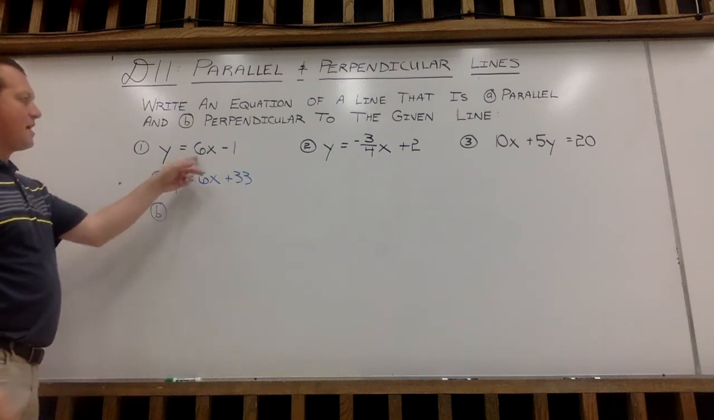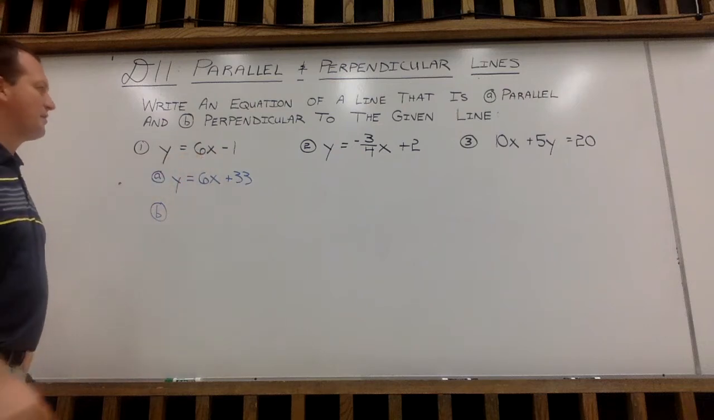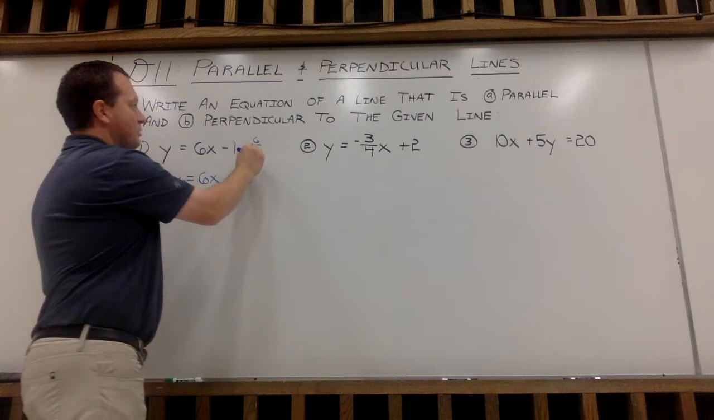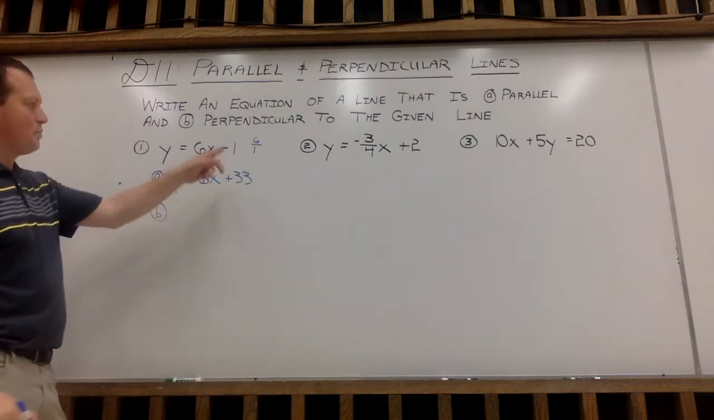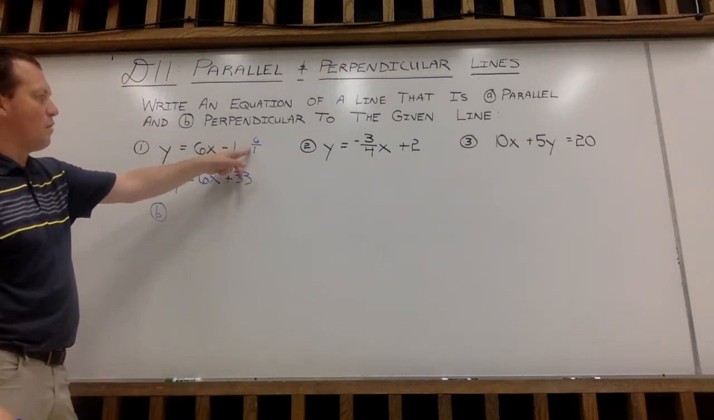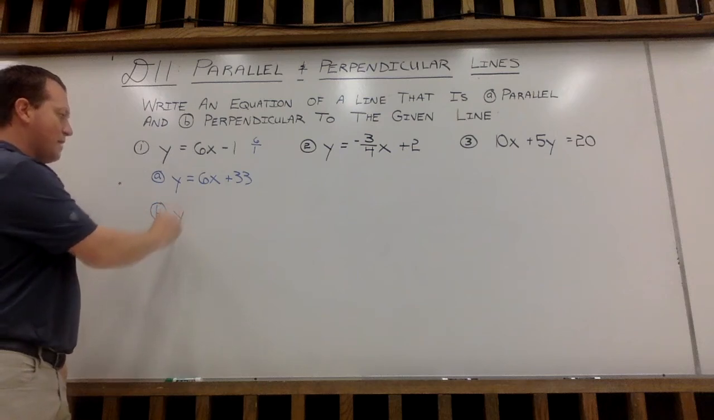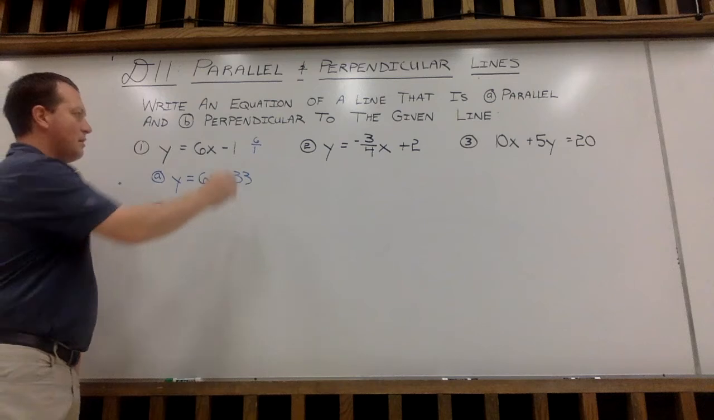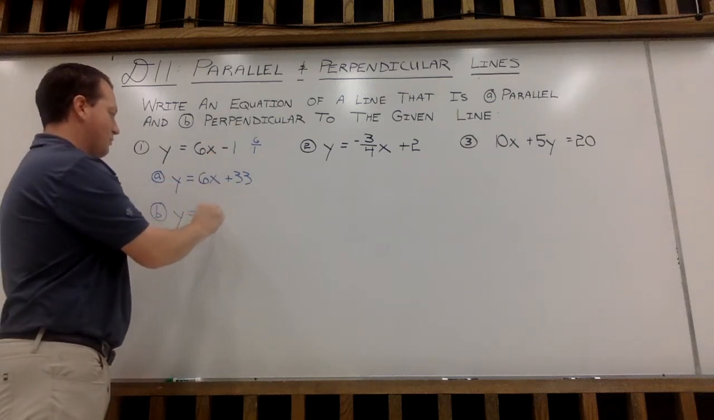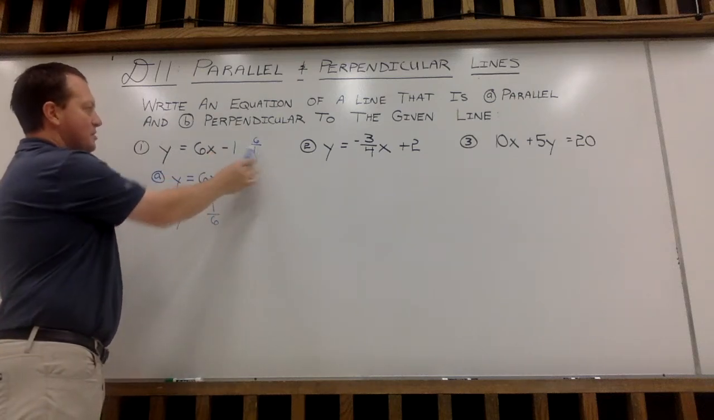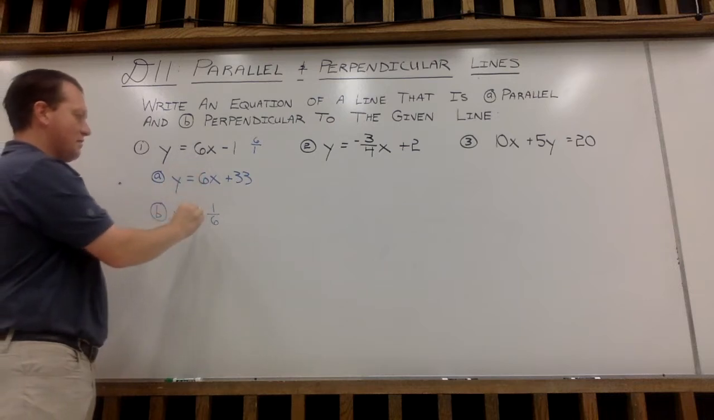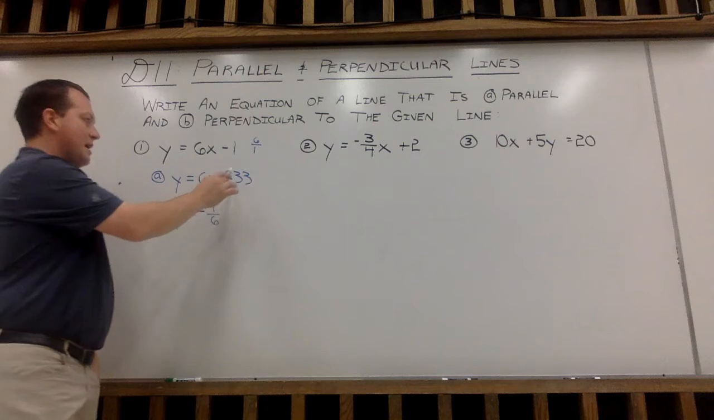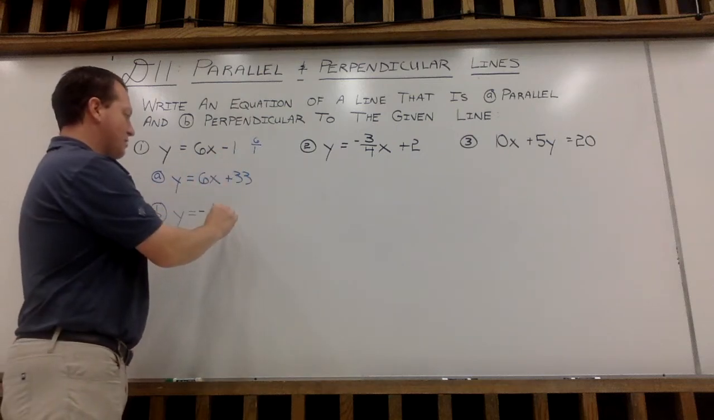B, to have a line that is perpendicular to the given line, all I need is the opposite and reciprocal slope. So the slope here of this line is 6 over 1. So the slope of my new line is going to be the reciprocal of 6 over 1, 1 over 6, and its opposite. Since the given slope is positive, the new perpendicular line slope is negative. And again, the y-intercept value does not matter.